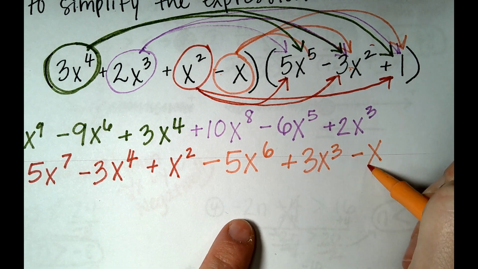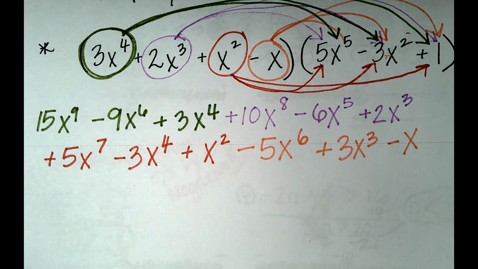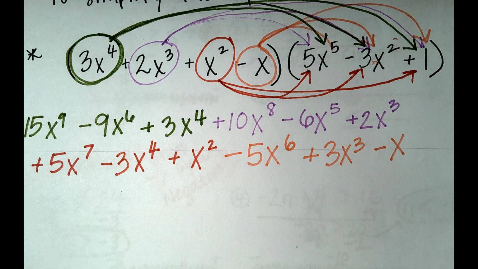Negative x. Okay, so we have about 1,000,000 terms here. We're done with them, though. We've done it. What do I still need to do, though? Combine your like terms. So let's start with the biggest number that we have. What is the biggest exponent here?